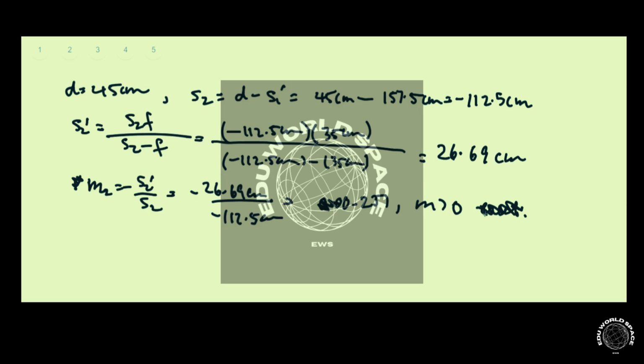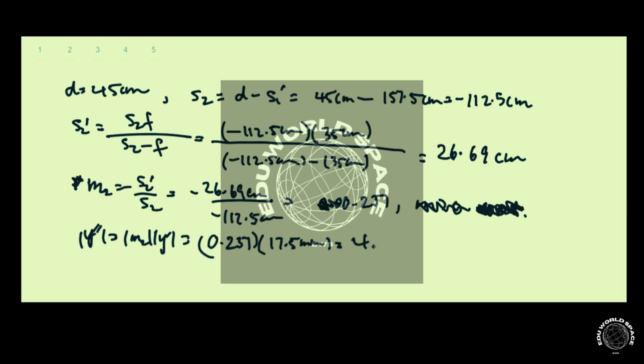Well, let's say that for the end, because we need to determine the orientation of the final image. So we have the image height, y double prime, is M2 y prime, which is 0.237 times 17.5 millimeters. And that's 4.15 millimeters. And we need to determine the total magnification to find the orientation. So remember, we had minus 3.5 for M1, and now for M2 we have positive 0.237. This is a negative number. This is less than 0, right? So the final image is inverted.